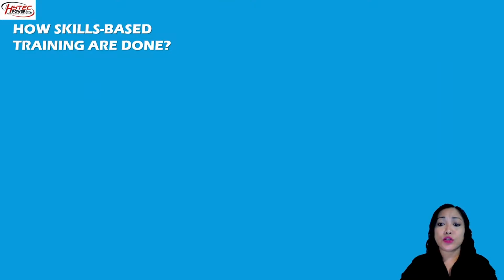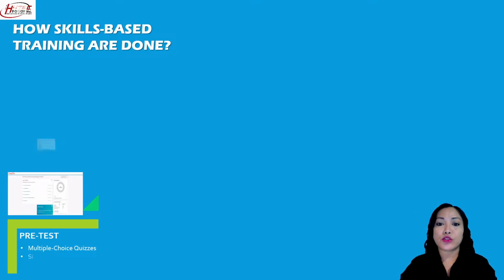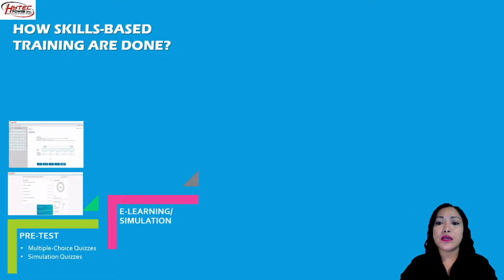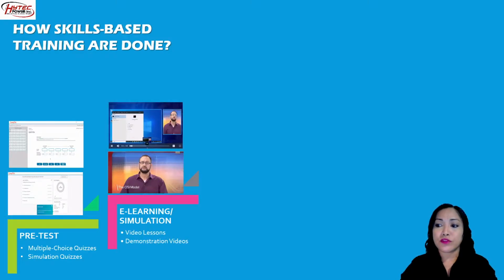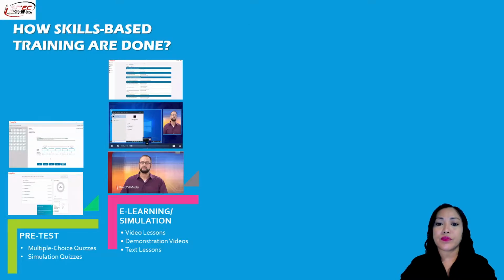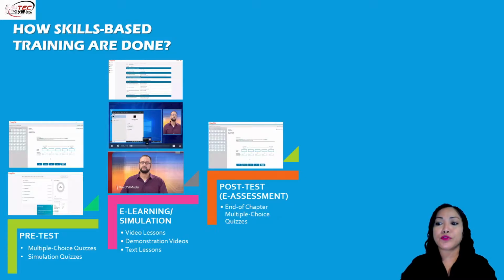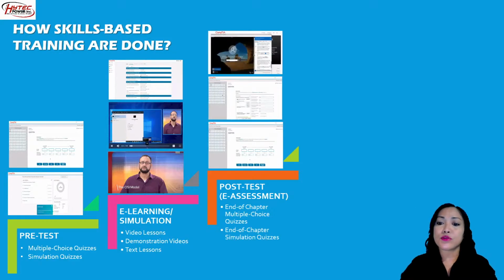How skills-based training is done. The learning system comes with a pretest, which is composed of multiple choice quizzes and simulation quizzes. Next would be the e-learning or simulation, which has video lessons, demonstration videos, and text lessons, followed by the post-test or e-assessment at the end of every chapter for multiple choice quizzes, and also end of the chapter simulation quizzes to test their skills via simulation and a form of gamification.